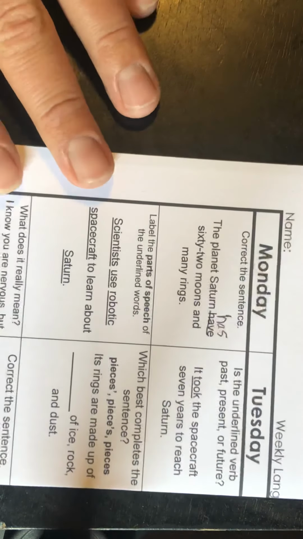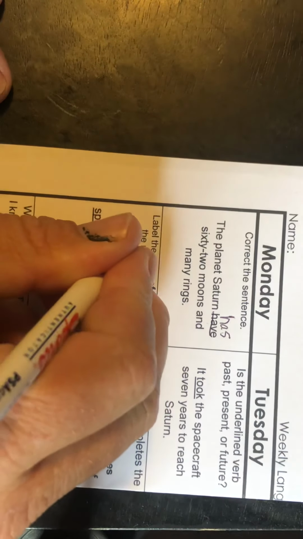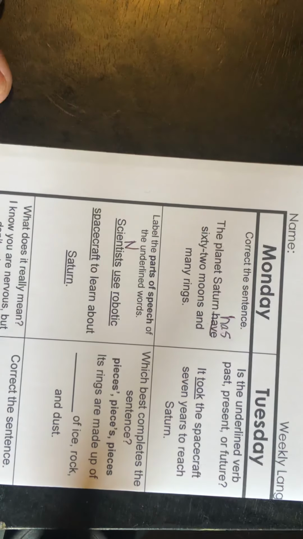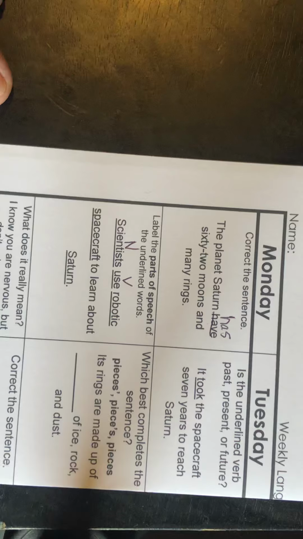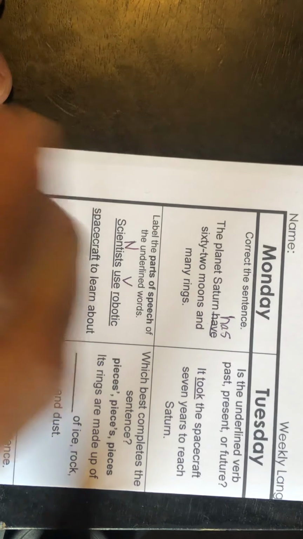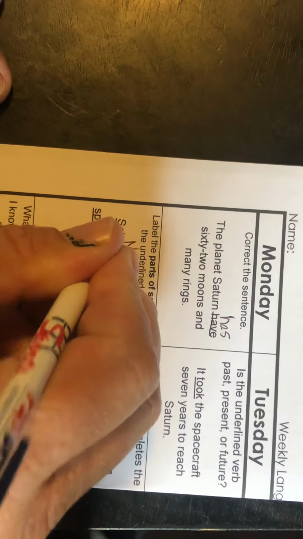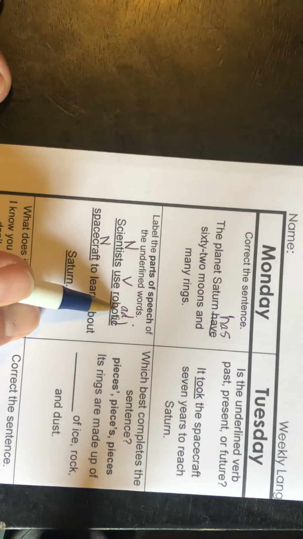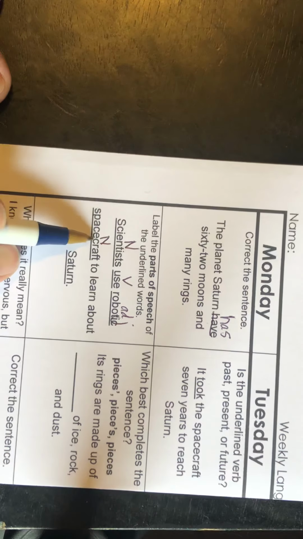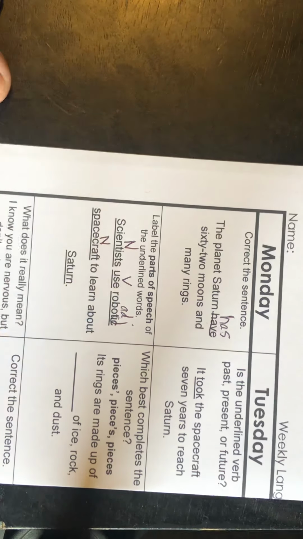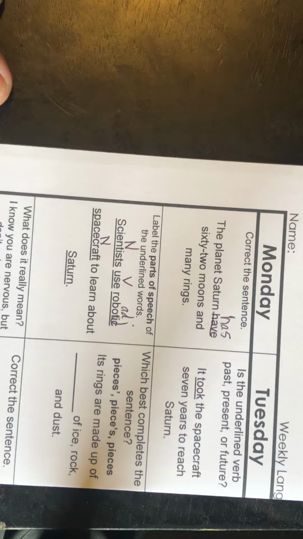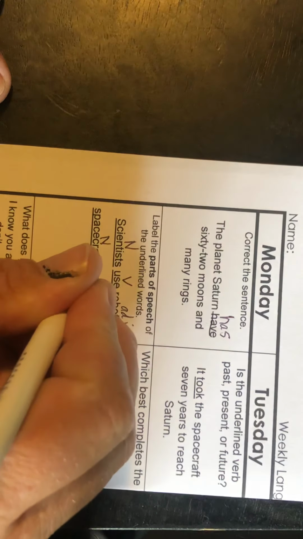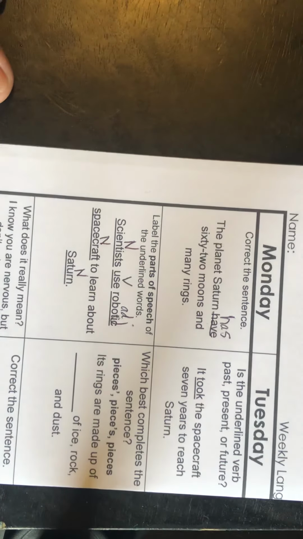Okay, label the parts of speech. A scientist is a noun. Use is a verb. Spacecraft is a noun. That would make robotic an adjective because robotic is describing the spacecraft and adjectives describe nouns. Saturn is a noun.